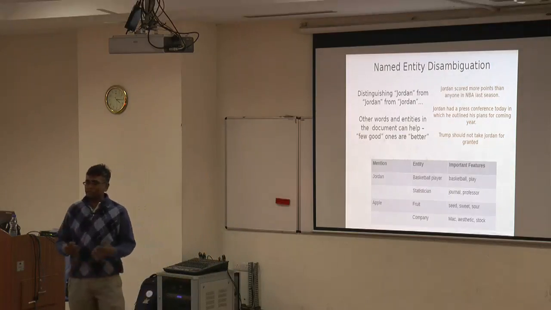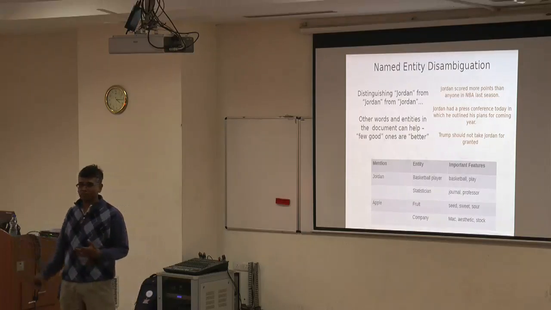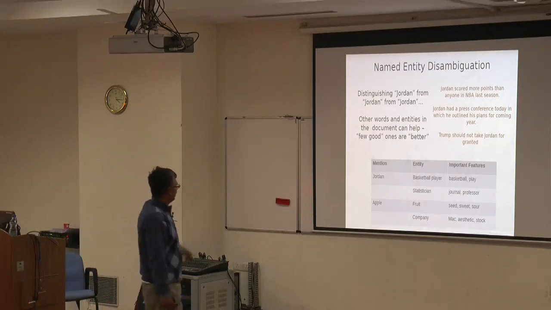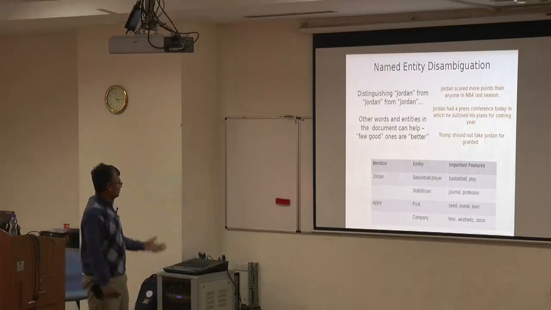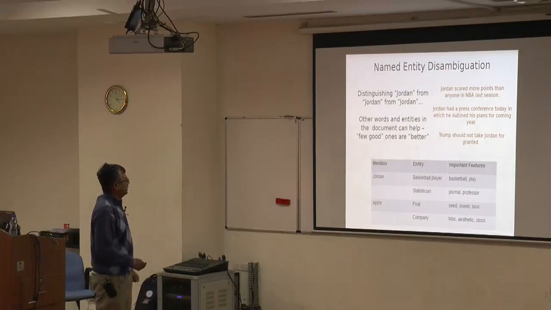And now we all know that there are different Jordans, right? There's Jordan the statistician, Jordan the basketball player, Jordan the country, Jordan the river. I don't know, maybe there are others, right? So given each of these sentences, how can we link each of these named entities? This is a named entity, Jordan. Similarly, NBA is a named entity.